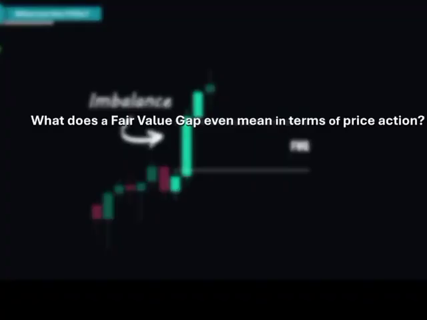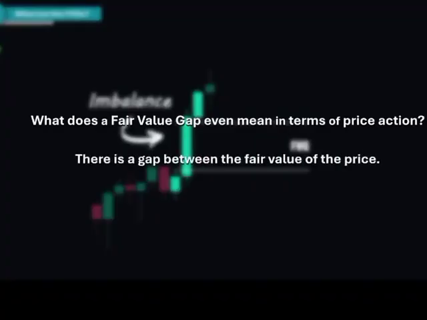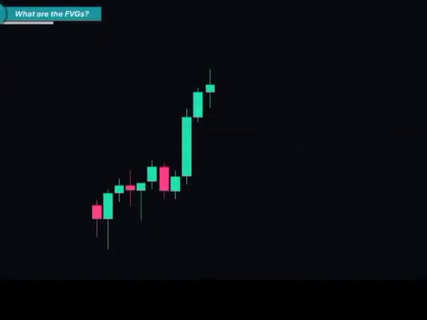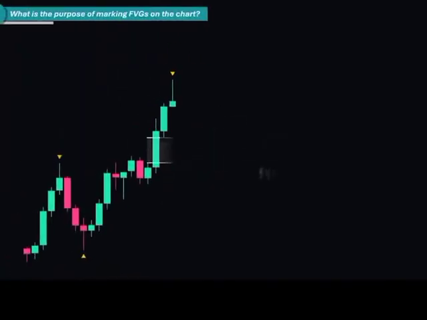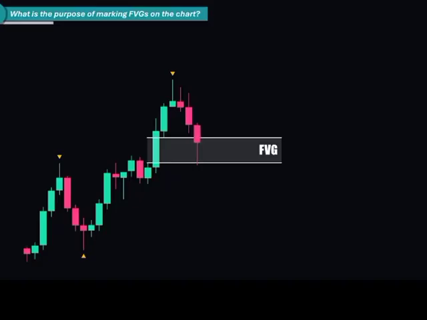Now, what does the fair value gap even mean in terms of price action? As the name suggests, it simply means that there is a gap between the fair value of the price. The massive buying pressure has caused this aggressive movement, likely due to institutional activities, and now the price is inefficient. But what is the purpose of marking FVGs on the chart? These gaps represent inefficiency in price movement, meaning the market may later return to fill them as the price seeks equilibrium. Additionally, traders often use these gaps as key areas of interest, anticipating potential price reactions when the market revisits them.